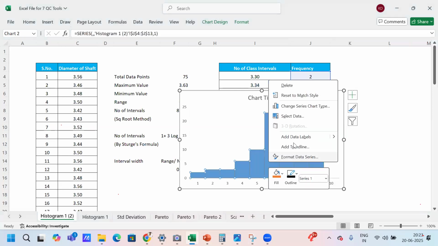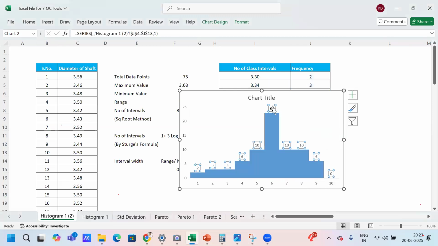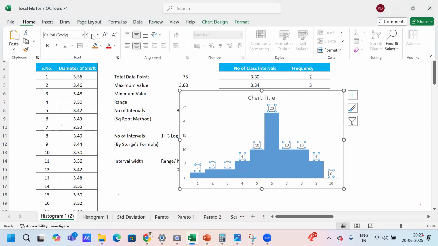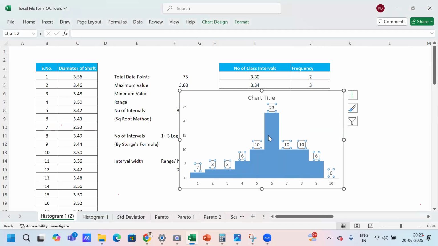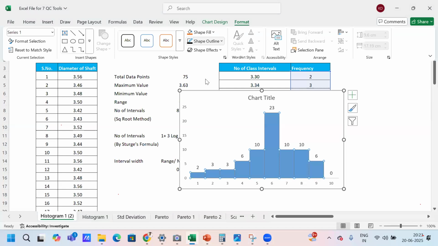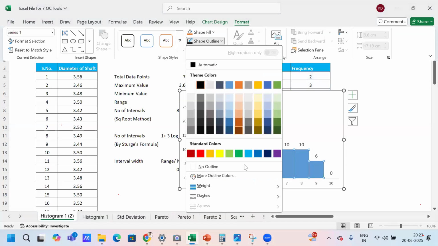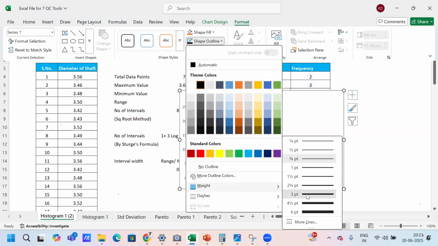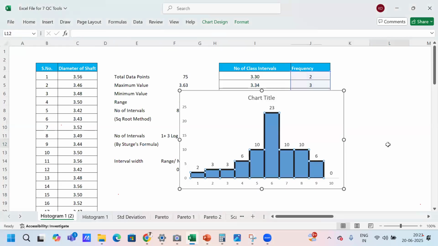Now it should have the data labels. So these are the data labels. I can make them bigger. So I will draw the lines. Now I will do format, shape outline. I selected black, and then shape outline more weight, suppose like this. So my histogram is ready.